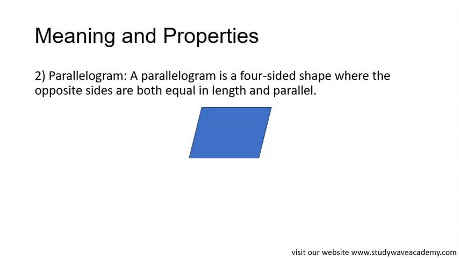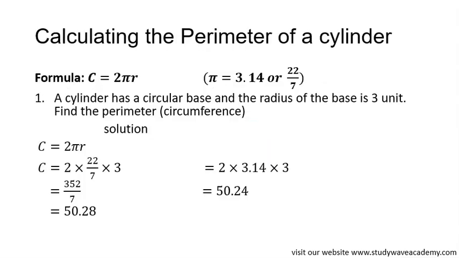Good. So next we are going to be looking at how to calculate the perimeter of a cylinder. I'm sure we now know how to calculate other perimeters: the perimeter of a square, the perimeter of a rectangle, the perimeter of a triangle, right? So now we are going to be calculating the perimeter of a cylinder. Okay, are we ready?